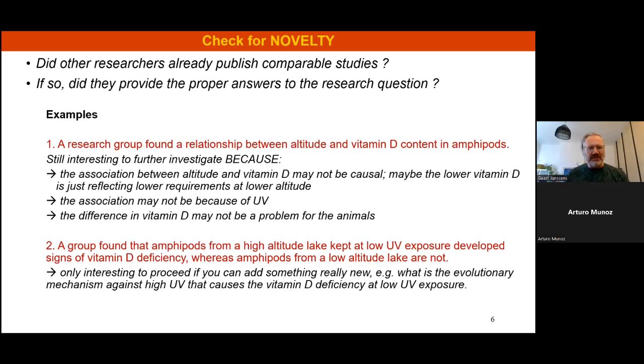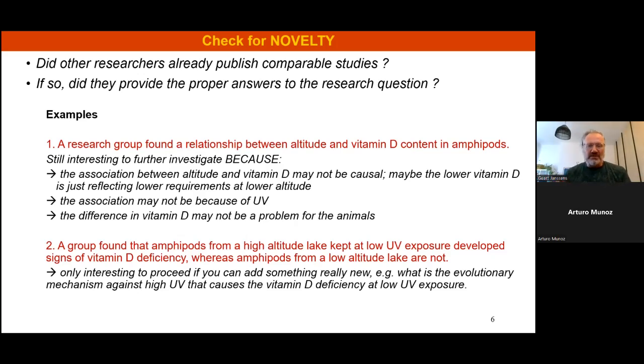It becomes a little bit different when you find that the group already has studied that amphipods from a high altitude lake kept at low UV exposure actually developed signs of vitamin D deficiency, whereas amphipods from a low altitude lake are not developing that. Because that's actually a proof that you need to take into account the vitamin D supply by UV exposure for those high altitude amphipods. So you could say this is proven.